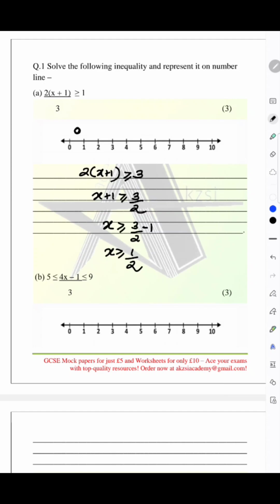And then it says x is greater than or equal to. So that means I have to draw a line representing it can take any value greater than 0.5, like this.